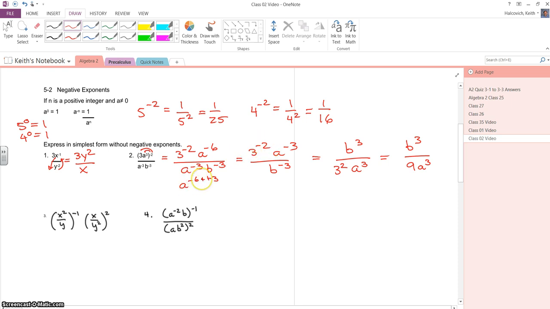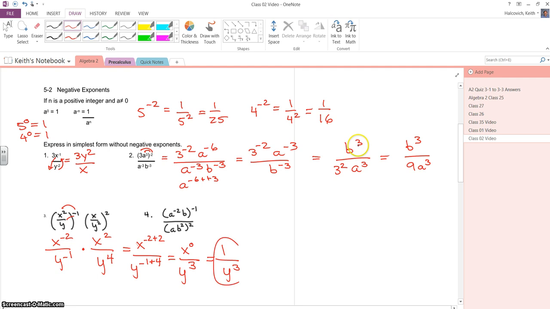For this one here, I would distribute first. So it's x to the negative second over y to the negative first times x squared over y to the fourth. Remember, when you multiply, you add the exponents. So it becomes negative 2 plus 2 and y to the negative 1 plus 4. Well, negative 2 plus 2 is 0, and negative 1 plus 4 is 3. Well, x to 0 is 1, so it's 1 over y to the third.